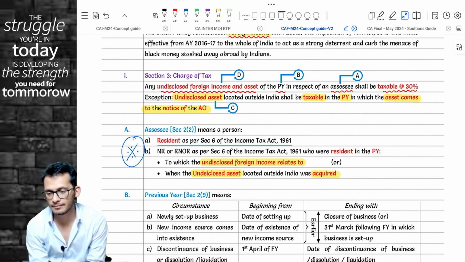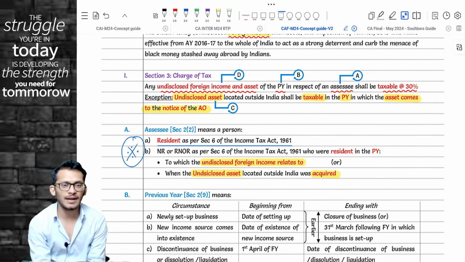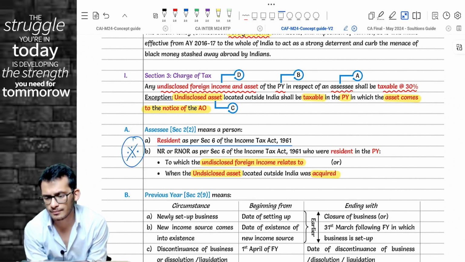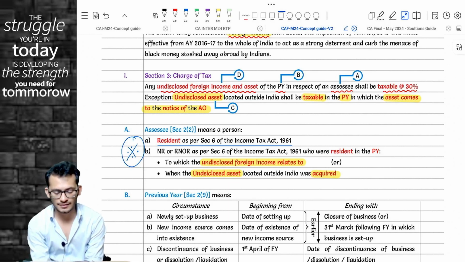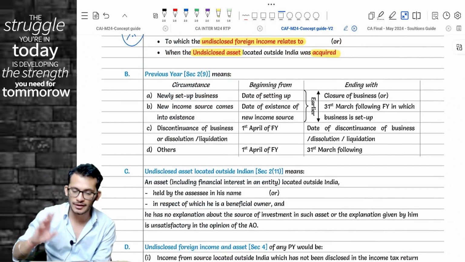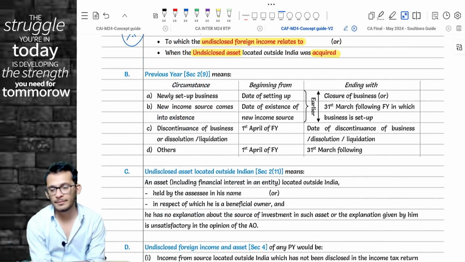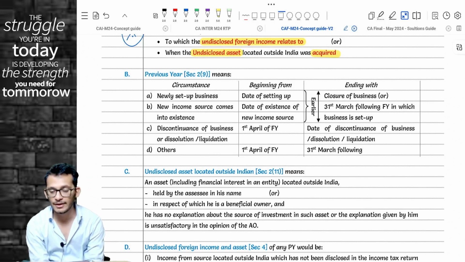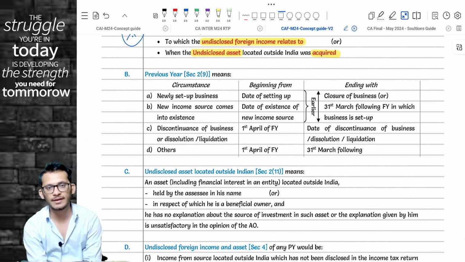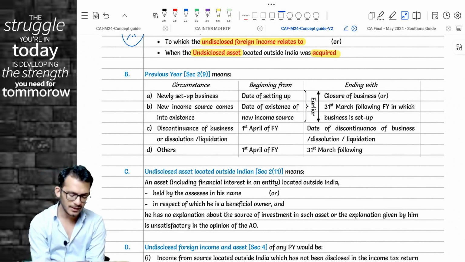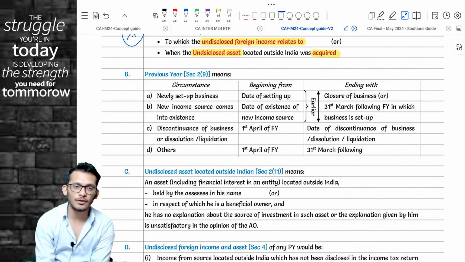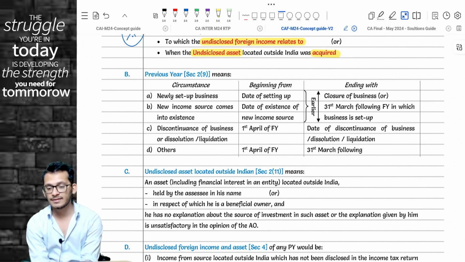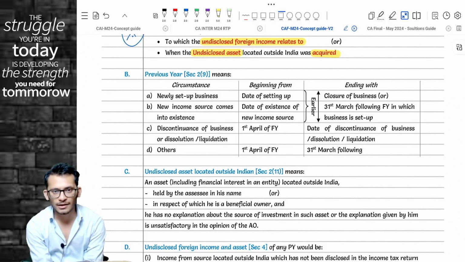Rahul, the business is discontinued in the current year. The start date will be 1st April, and the end date will be the date of discontinuance. That is something you already know. So what is the previous year? For a newly set up business, it is the date of setting up and will close on 31st March. If the business is going to shut down, then the closing date will be the closure. If there is a discontinuance, it will start on 1st April and end on the date of discontinuance. And in any other case, it's the general case, April to March.